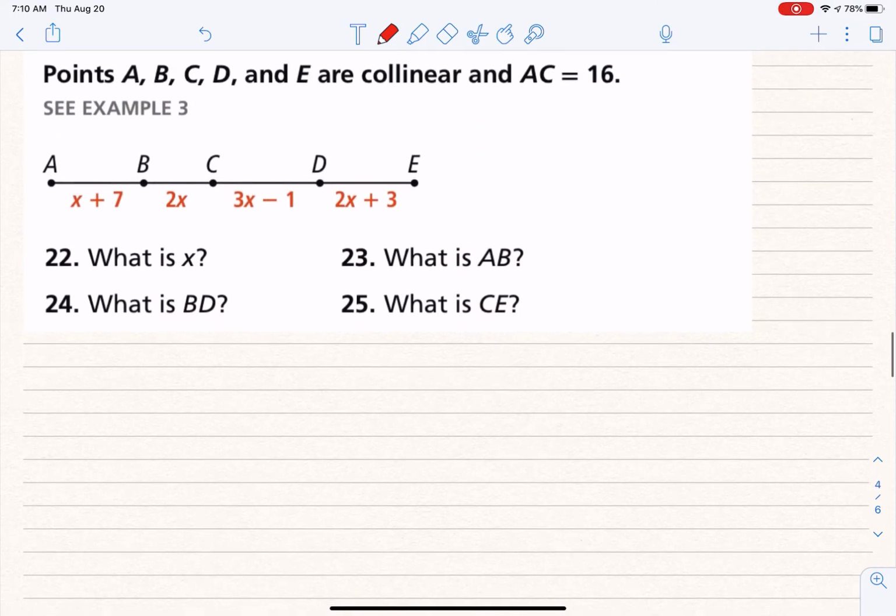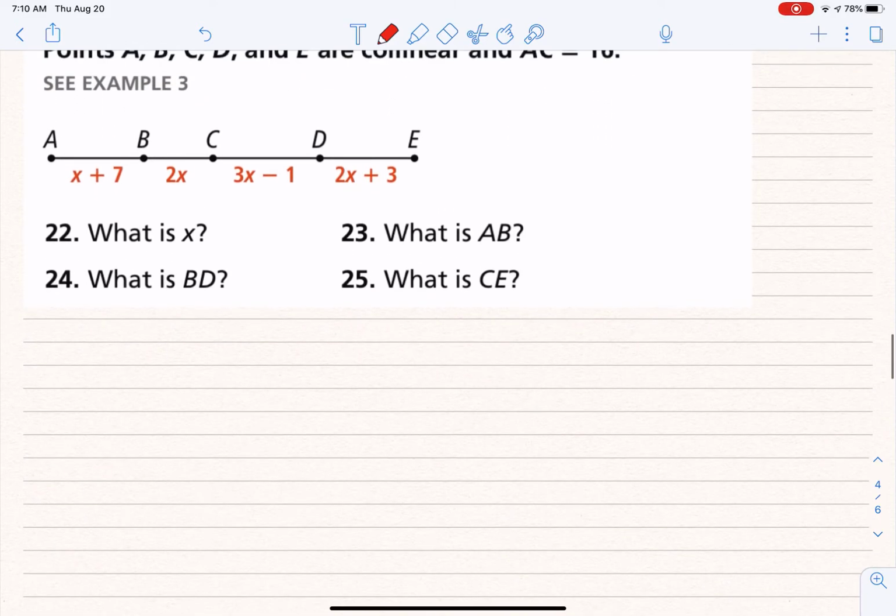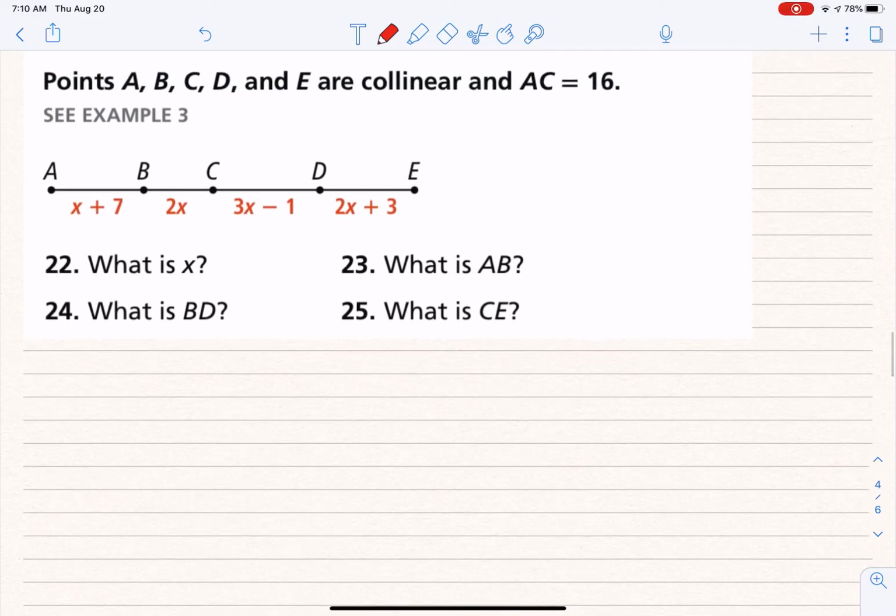The next set had to do with the segment addition postulate. I know a lot of you are talented and can do this kind of stuff in your head, and I get that. But since you can't turn your brain in for homework, I need to see what you know. If this was your homework page, this is how much work I'm looking for on 19, 20, and 21. So for 22 through 25, I'm going to show you how much work I'm expecting.